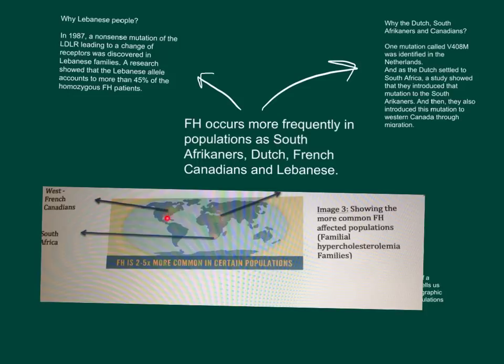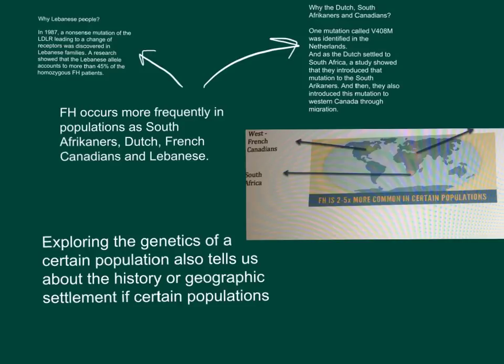So here is Quebec, so the Western Canada, so the French Canadians. Here is South Africa, Lebanon, and the Netherlands. So this image is showing the more frequent FH-affected populations. And so, we can say that exploring the genetics of a certain population also tells us about the history or geographic settlement of certain populations.